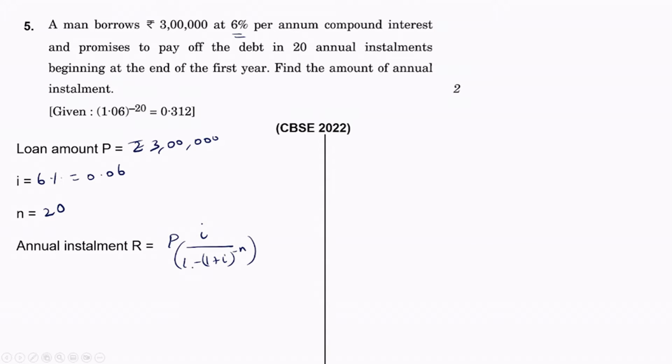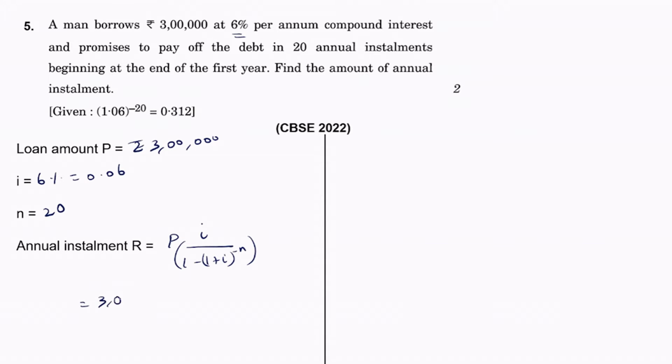So here the formula is the same, except that here it is not compounded monthly. The interest is not compounded monthly. So we will have the interest per annum directly, and again the number of installments is also 20 only. It is not 20 into 12, it is only 20 annual installments. So here n is 20. So from this we can find the annual installment R.